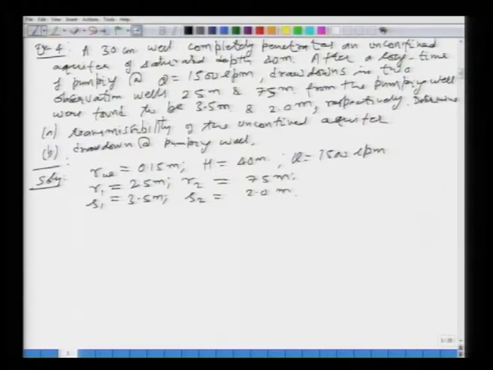All right. Now, A, we want to find out T. Okay. Well, what we know is this for the case of unconfined aquifer: pi k (H2 square minus H1 square) over natural log of R2 over R1. This is what we just derived for the unconfined case, right, and we have to find the transmissibility, and transmissibility is what? Hydraulic conductivity times the thickness of the aquifer.